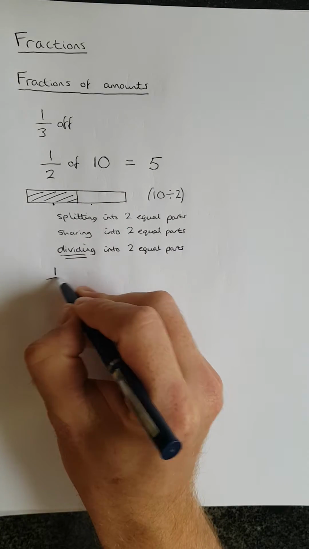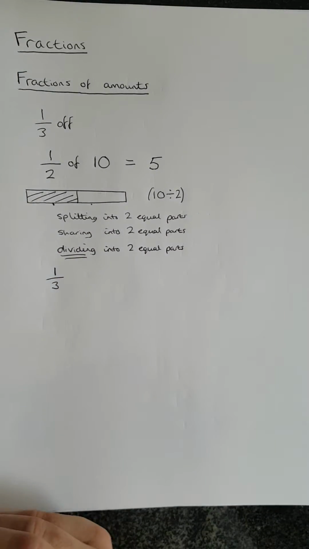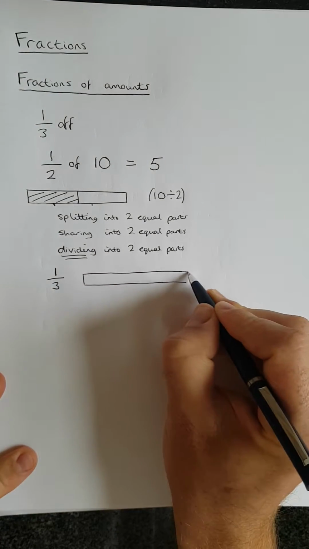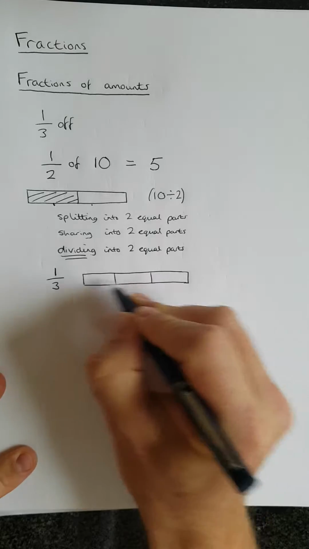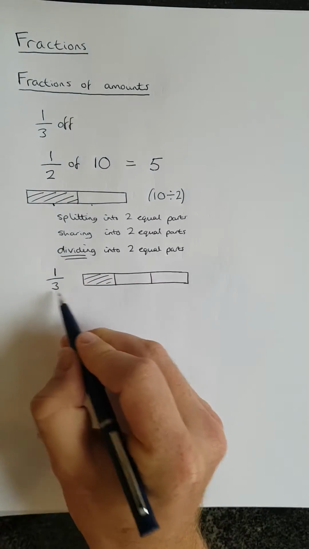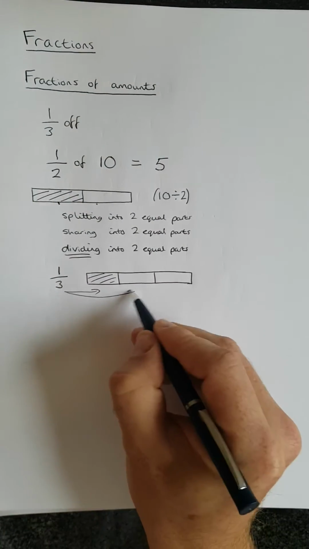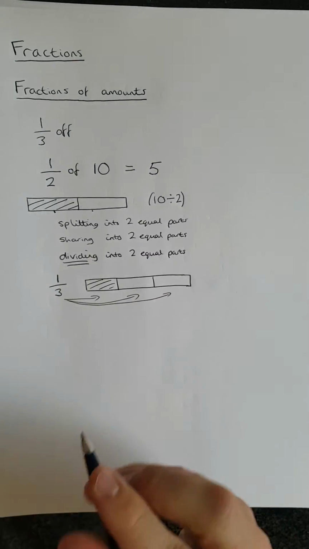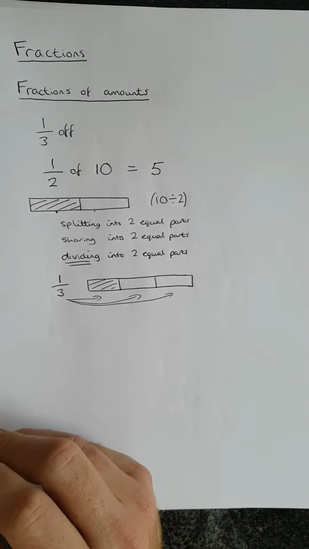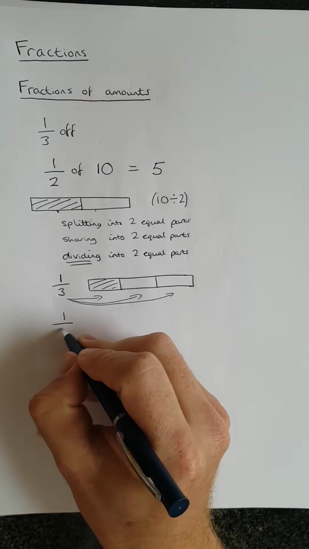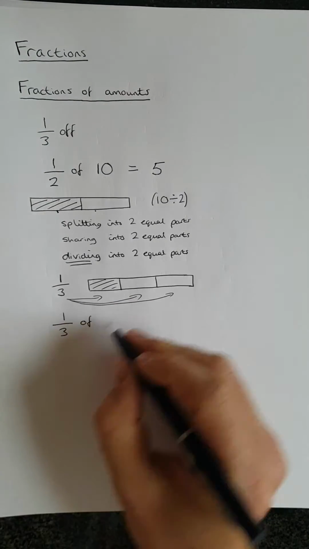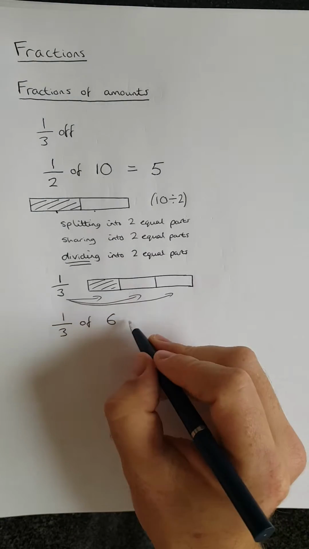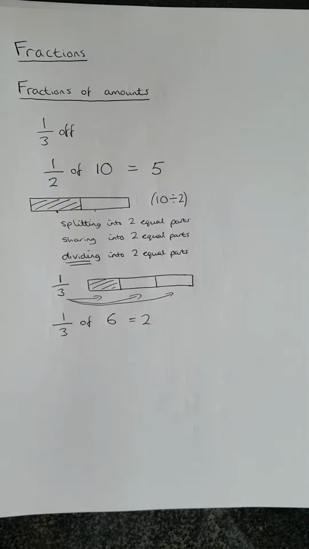If you're after 1/3 of something, what you're doing, here is the whole, and you're taking 1 of 3 equal size pieces. So again, you are dividing it into 3. So 1/3 of 6 would be 2.